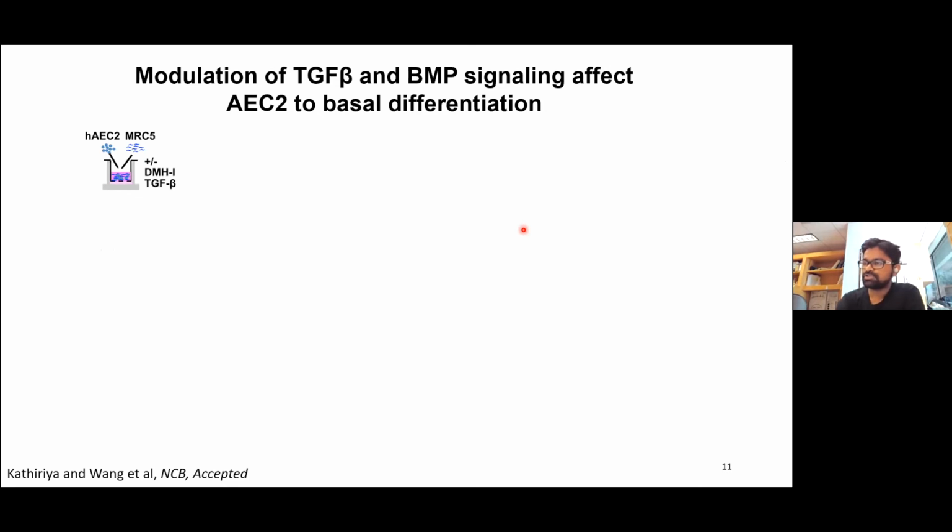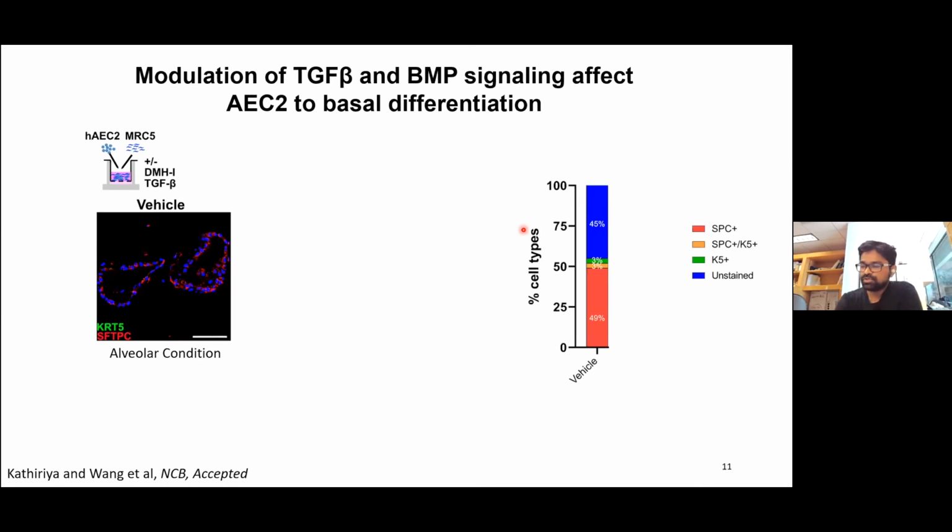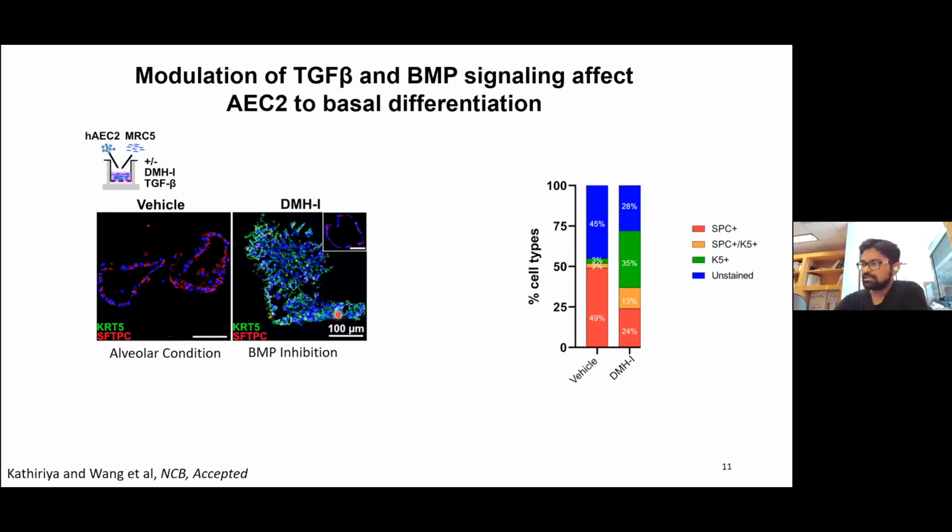We co-cultured type 2 cells with MRC5, which in normal conditions, without any perturbations, should and do promote and maintain type 2 fate. 49% of the cells are SPC positive, around 3% are K5 positive. But when we add BMH1, which is a pan-BMP inhibitor, we see that the number of type 2 cells have decreased. There are some double positive cells, and 35% of the cells are now basal cells.